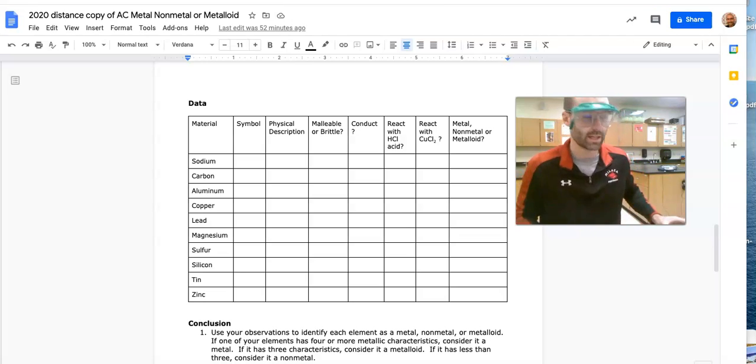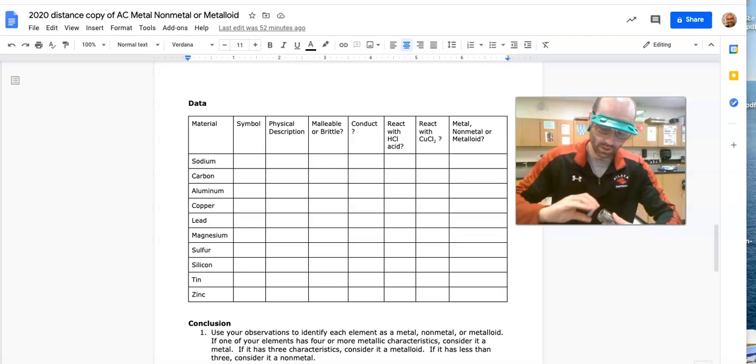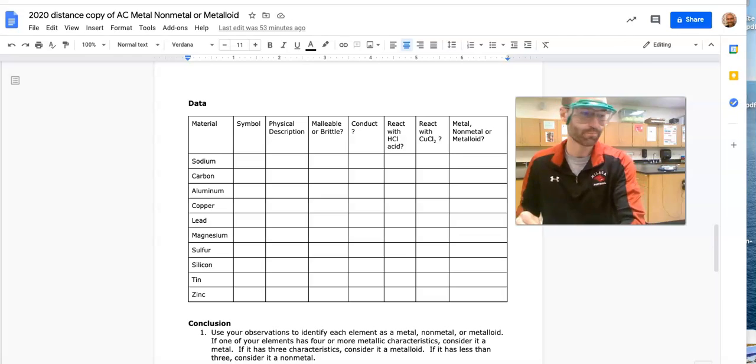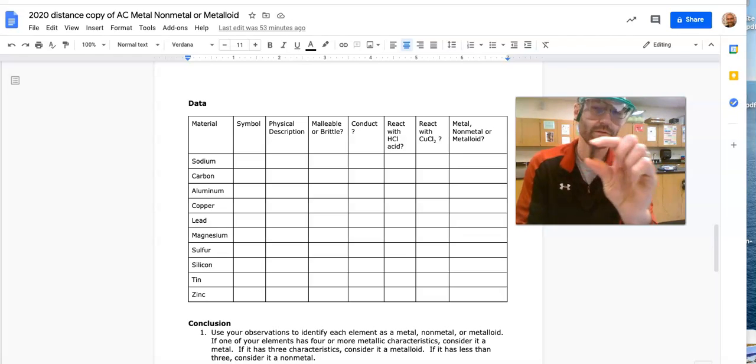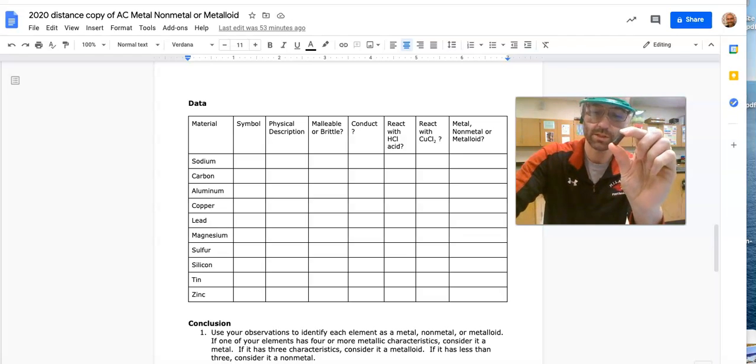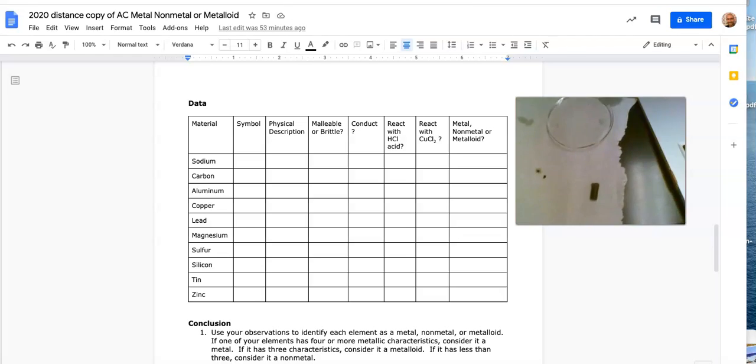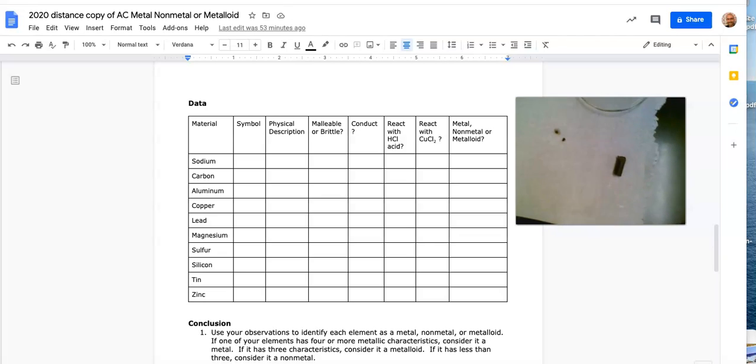So the next one we're going to look at is carbon. Carbon, of course, is C on the periodic table. Got a little jar of it here. And we're going to talk about its physical description, and I think I'll set this down here on the paper towel so we can look at it a little bit. Basically, it's a black solid.